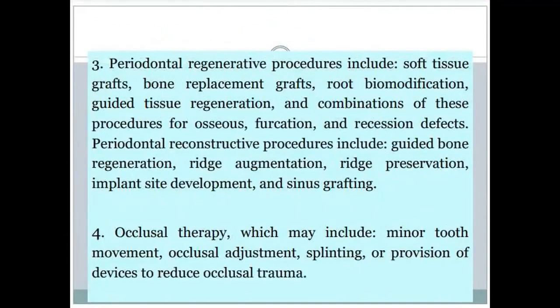Periodontal regenerative procedures include soft tissue grafts, bone replacement grafts, root biomodification, guided tissue regeneration, and combinations of these procedures for osseous, furcation, and periodontal defects. Periodontal reconstructive procedures include guided bone regeneration, ridge augmentation, ridge preservation, implant site development, and sinus grafting. Occlusal therapy includes minor tooth movement, occlusal adjustment, splinting, or provision of devices to reduce occlusal trauma.